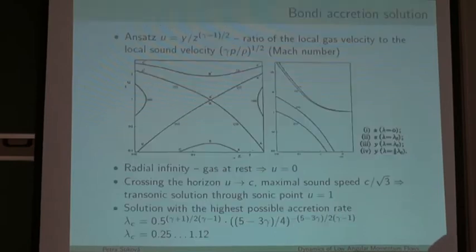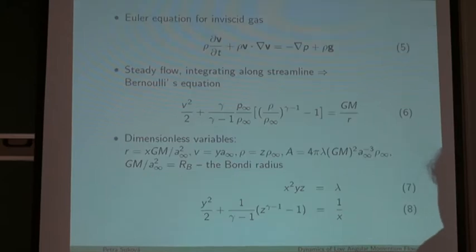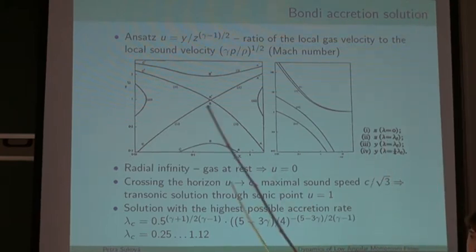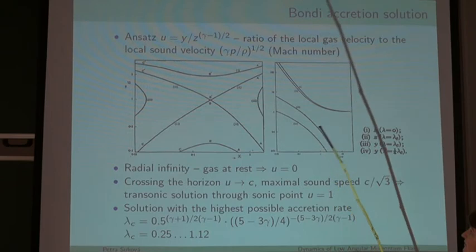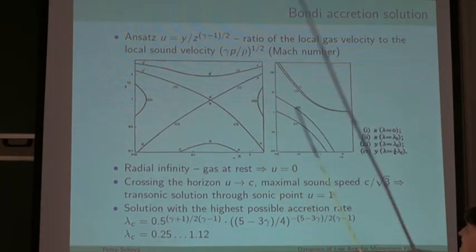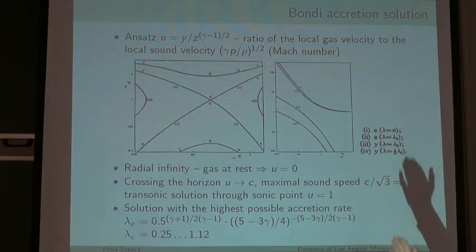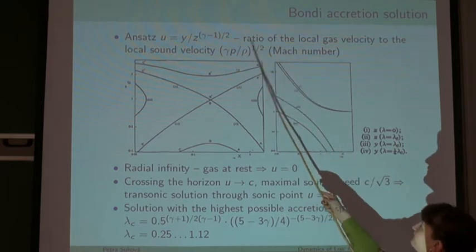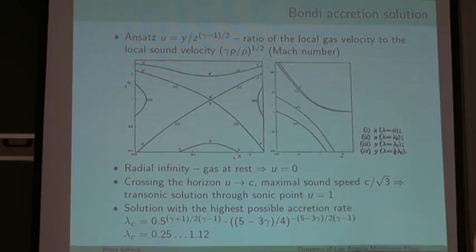Excuse me, this equation, what was a infinity, the sound speed at infinity. So now this set of equations could be solved using an ansatz of u in this form, and this variable has a physical significance because it's a ratio of the local speed of the gas to the local sound velocity, which is given by this. So we can call it also the Mach number.